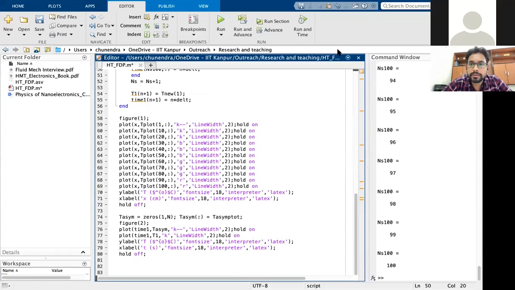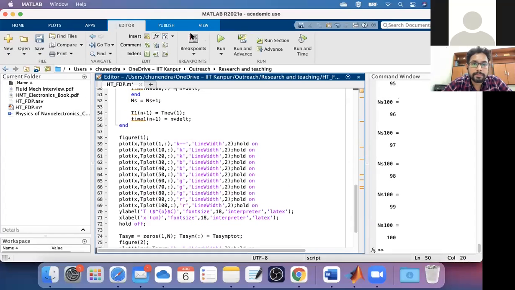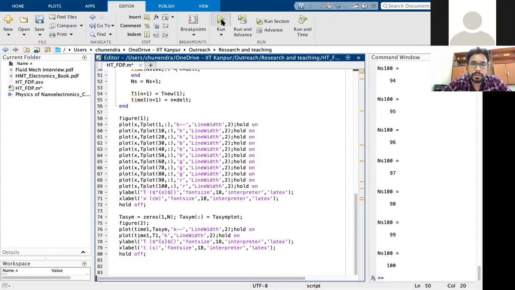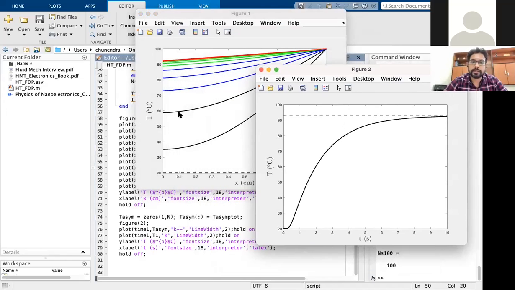Actually, just 1 second. How to move this screen? Okay, I think now it should. Okay, so are you able to see my screen? So these are two figures that we have.